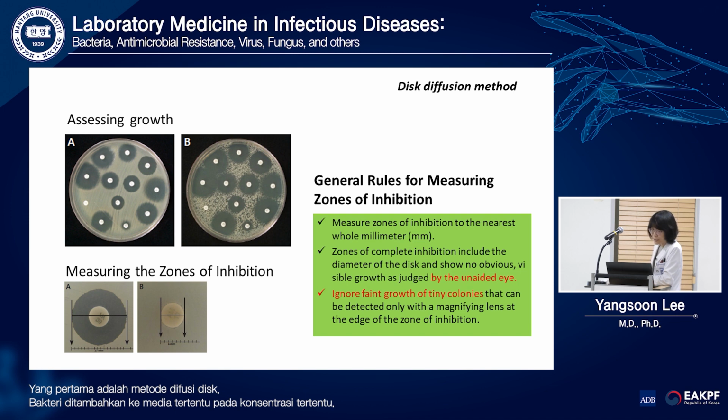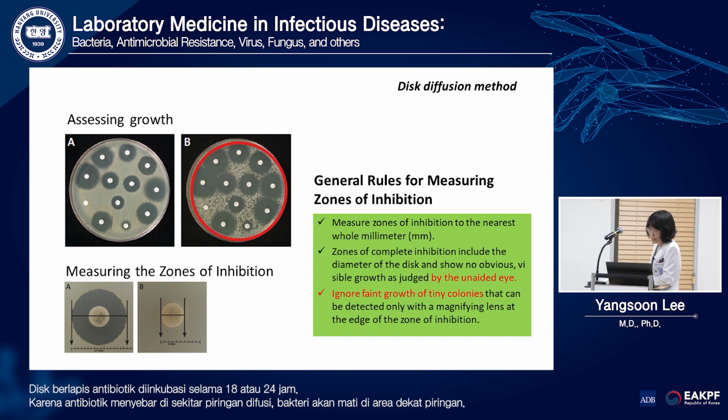The first is the disc diffusion method. Bacteria are added to the specimen medium at the specific concentration. An antibiotic-coated disc is incubated for 18 to 25 hours. Because the antibiotics spread around the disc, the bacteria are killed in the area near the disc. The area where bacteria do not grow is known as the inhibition zone, and it is measured to determine whether it is susceptible, intermediate, or resistant.